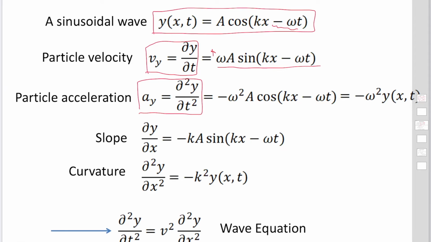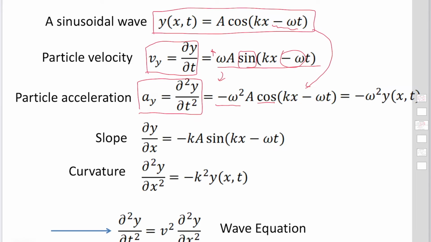This is the second derivative, one more derivative. In this case, the derivative of the sine function becomes cosine, so this becomes just positive. And then one more derivative of the minus omega appears here, so this becomes minus omega squared A cosine(kx minus omega t). Then you can look at these formulas here, and it becomes minus omega squared y. So the acceleration can be expressed as minus omega squared times y.